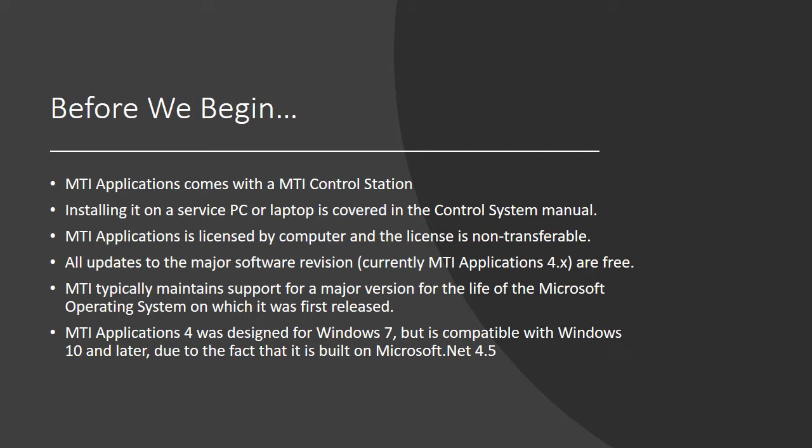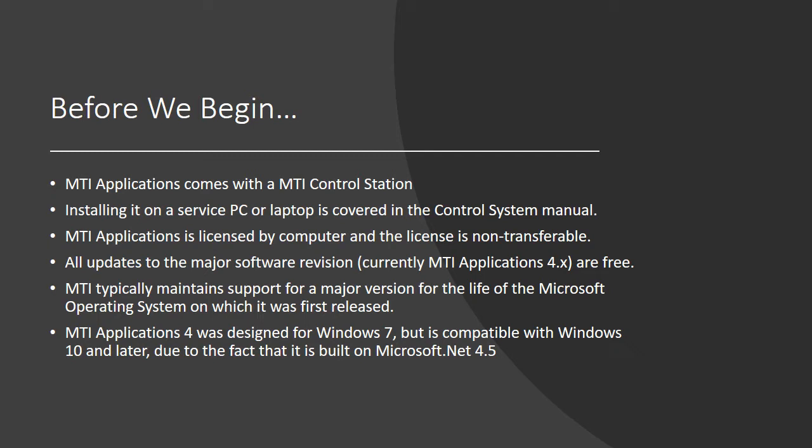Having said that, all updates to the major software revision, so currently MTI Applications is on 4.x or 4.88 as of today, are provided free of charge. So if you already have a software license for MTI Applications 4 and we release a new revision of that same major version, then you can download it and install it for free. When we move to an MTI Applications 5, you would have to purchase that newer version.